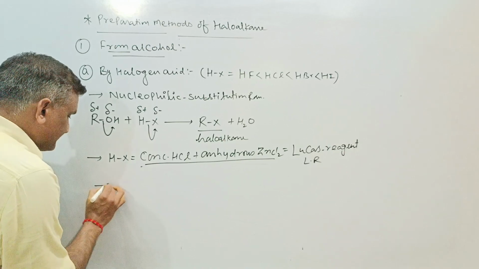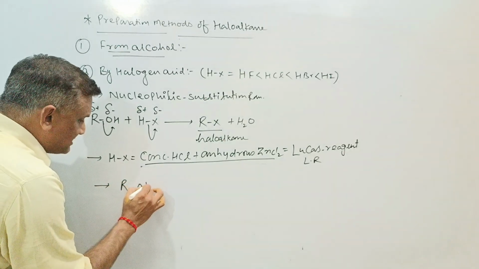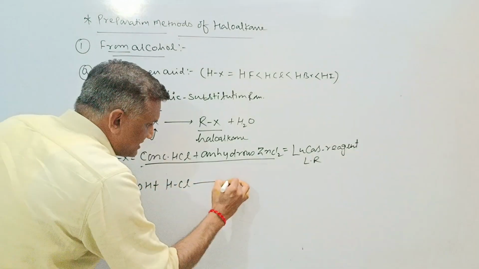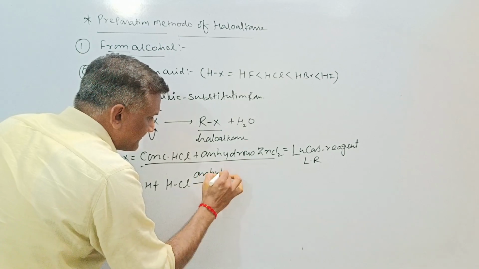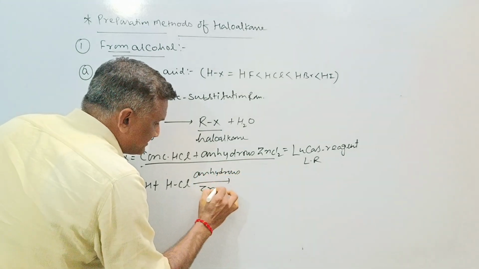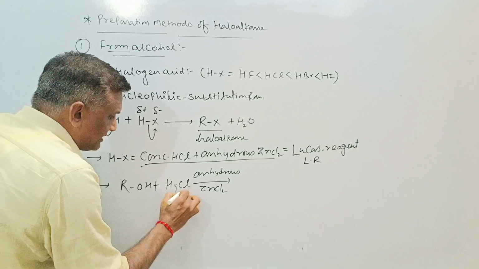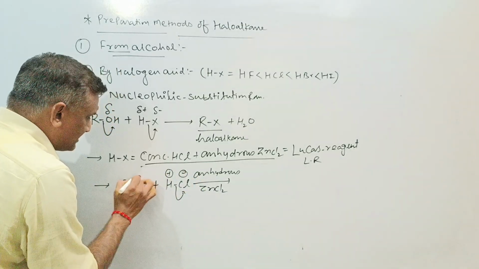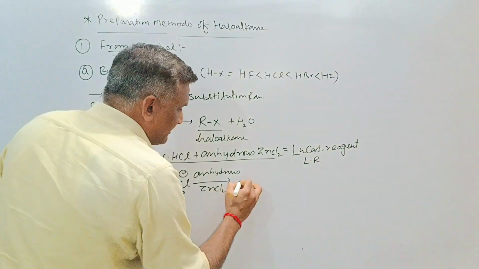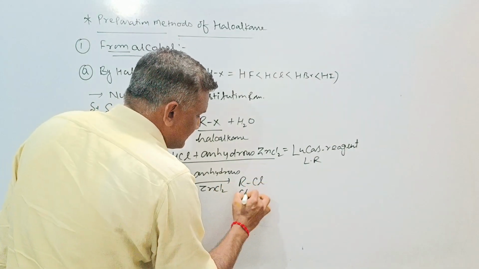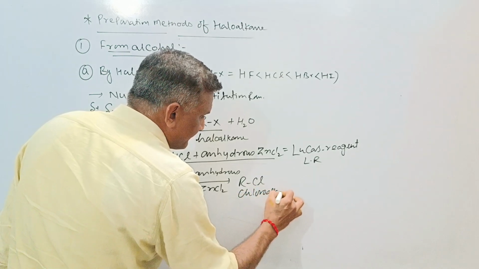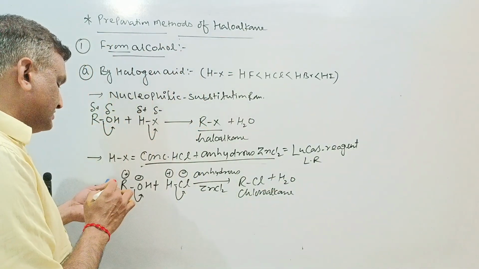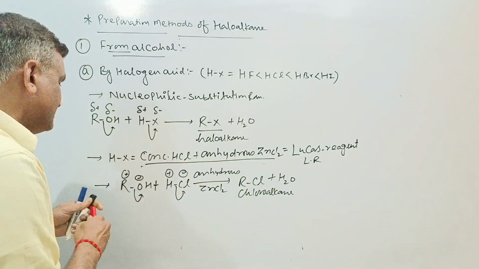If we go with the reaction, this is ROH as an alcohol, this is concentrated HCl, and this is anhydrous ZnCl2. Electronegativity of Cl is greater than hydrogen, and OH is greater than the alkyl group. So here will be formation of RCl as a chloroalkane plus H2O. This is a very important reaction.